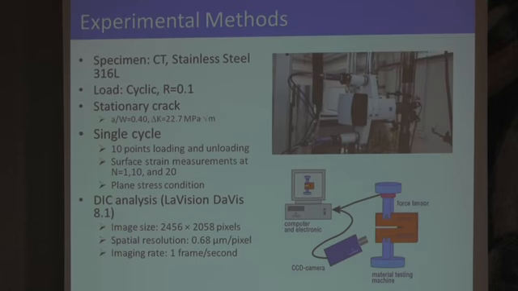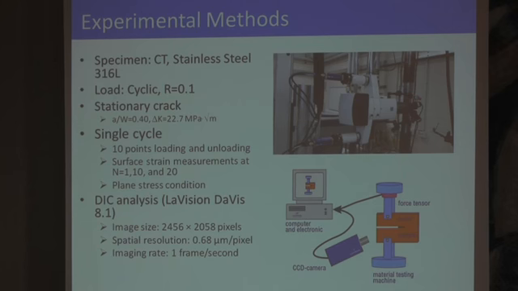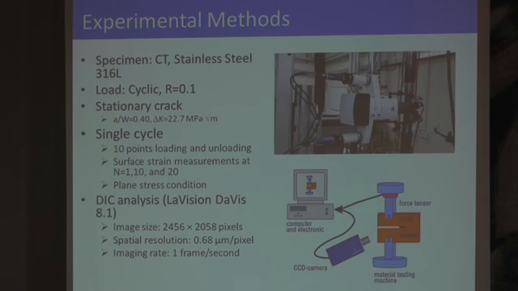For our experimental method, we use a compact tension specimen, stainless steel material, 316 low carbon. For the load, we use cyclic loading, with a load ratio of 0.1, for a/W of 0.4, and a stress intensity factor range of 22.7 MPa square root of meter. We use single cycle 10-point loading and 10-point unloading, surface strain measurement using different cycles, plane stress conditions. We use the DIC method.